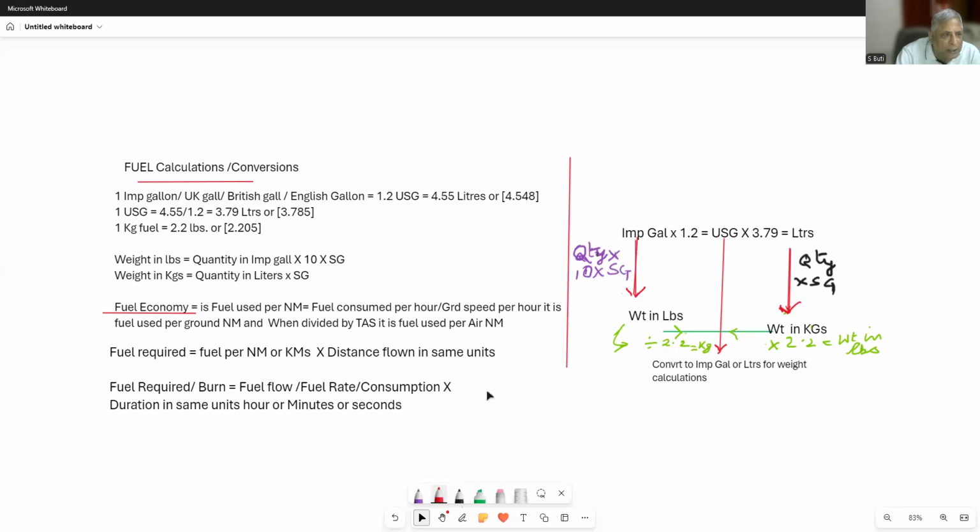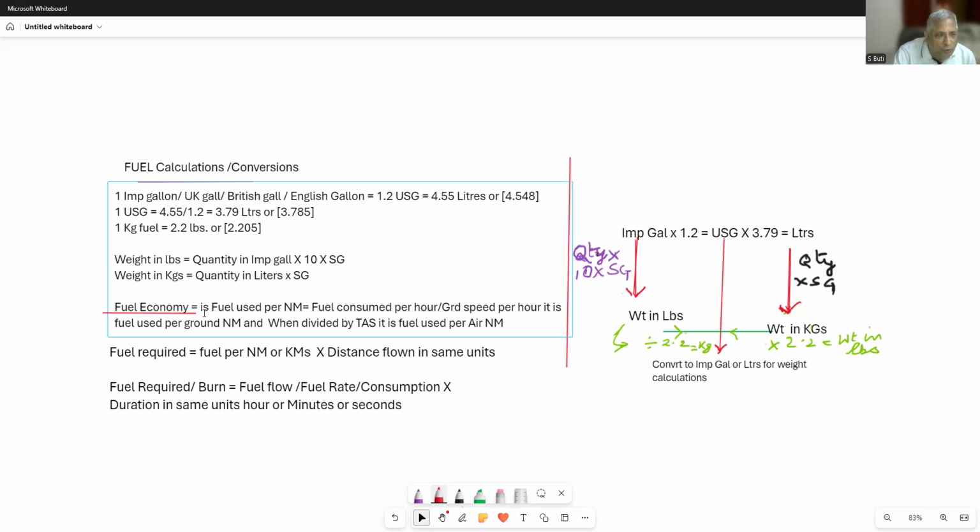fuel required. And if you have to compare the fuel economy of your aircraft with another aircraft, we compare it by fuel used per nautical mile. Like the cricketers use wickets taken with respect to how many runs he has given. So the more the wickets taken, the fewer the runs given, we say he's an economical bowler.